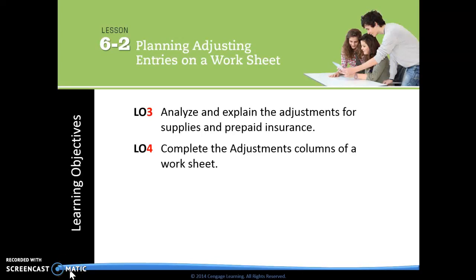6.2 is planning adjusting entries on a worksheet. We have two objectives. You need to be able to analyze and explain the adjustments for supplies and prepaid insurance. And you need to be able to complete the adjustments columns of a worksheet.